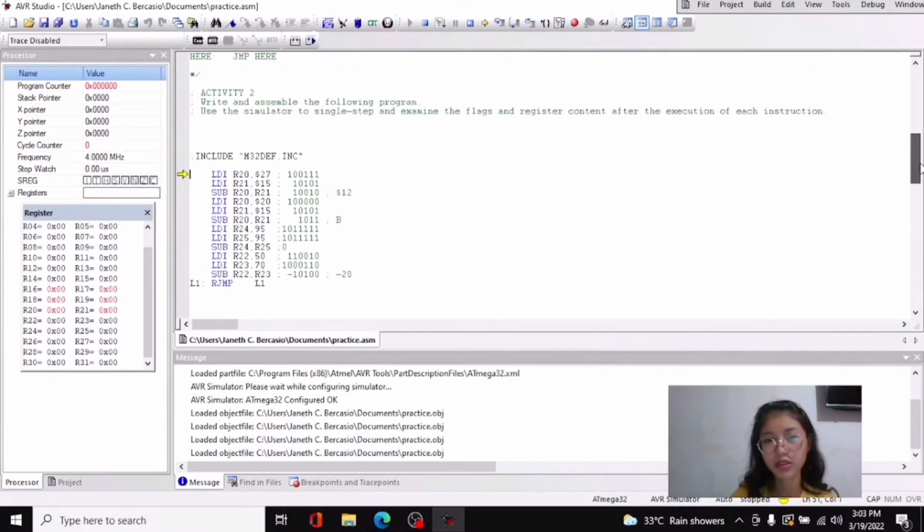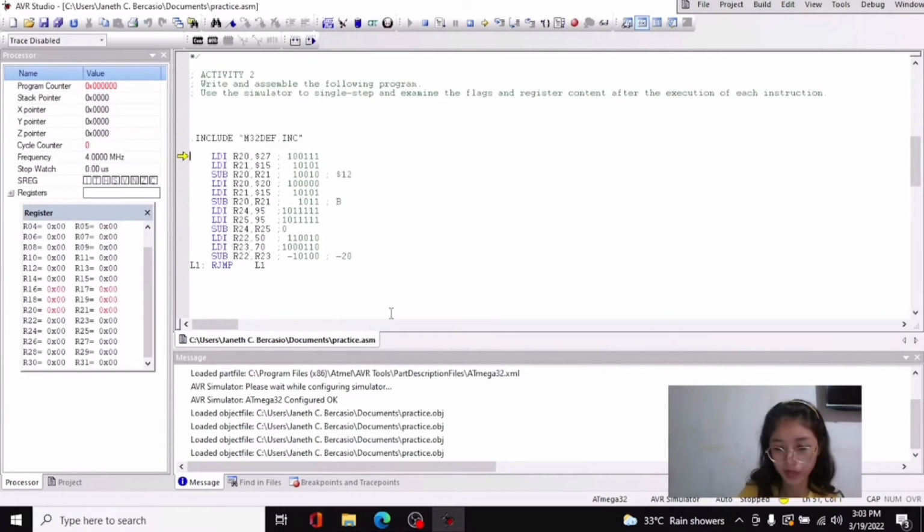So for activity 2, let us single step each. So loading 27 to R20, loading 15 to R21, and then you have to subtract 15 from 27. The answer is 12 according to this. Its equivalent binary is this one.